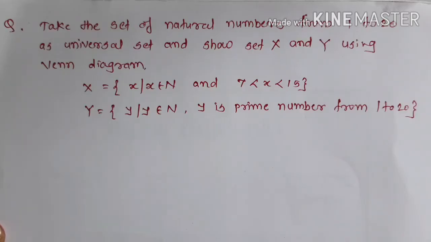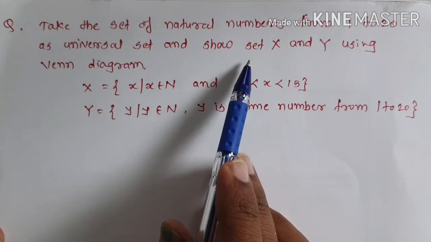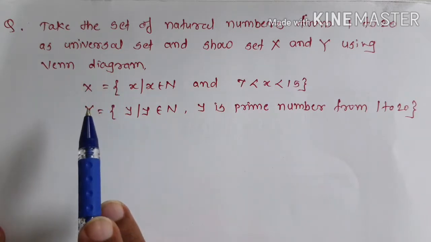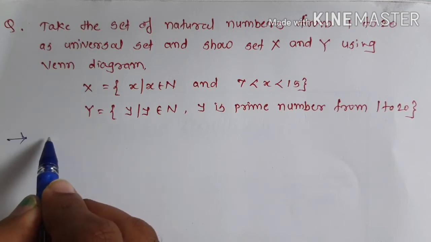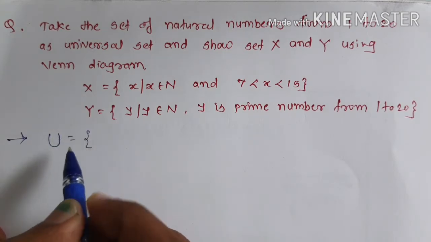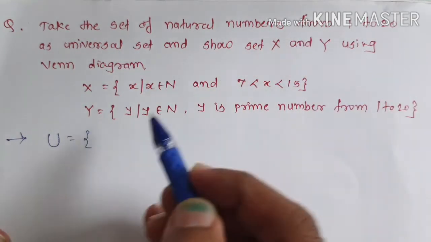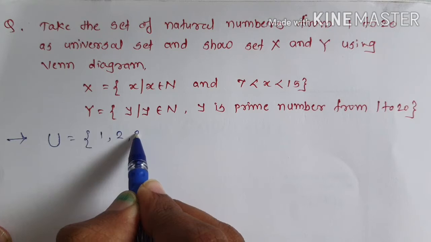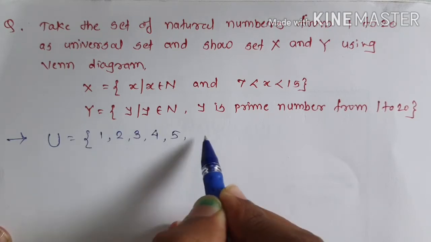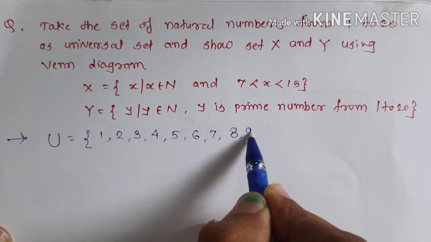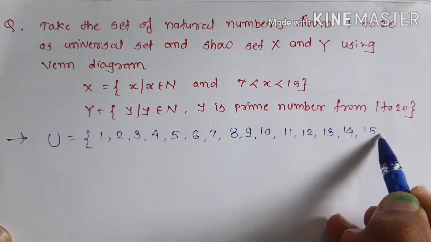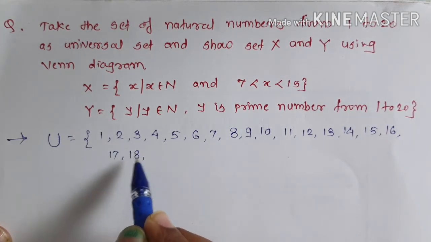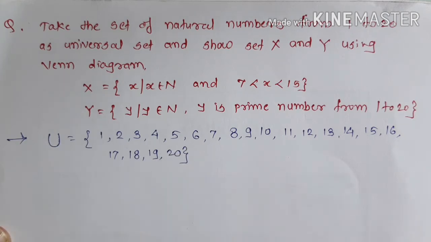Next question is, take the set of natural numbers from 1 to 20 as a universal set and show sets X and Y using Venn diagrams. Following the sets X and Y are given. So first of all, we have to write a universal set which is represented by U. In this set we need all the natural numbers from 1 to 20. So the natural numbers are 1, 2, 3, 4, 5, 6, 7, 8, 9, 10, 11, 12, 13, 14, 15, 16, 17, 18, 19 and 20. So this is the universal set.